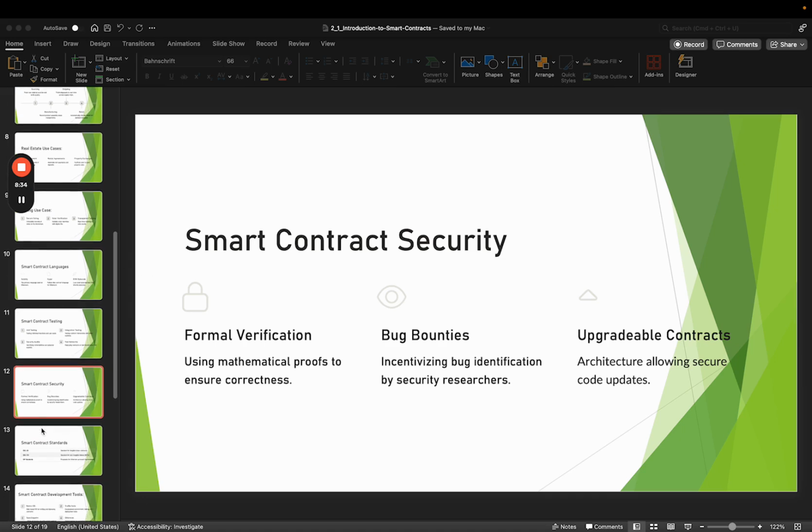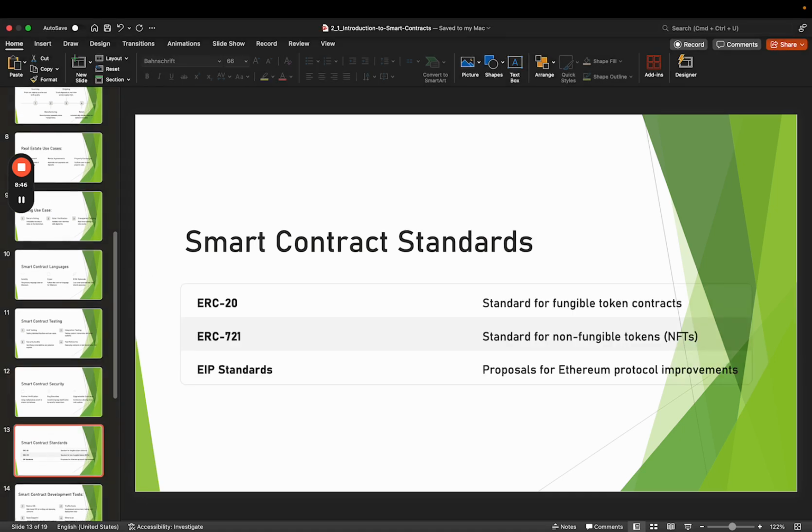Moving on to the next topic, that is smart contract standards. Smart contract standards ensure interoperability and security. The most well known standard is ERC20 for fungible tokens on Ethereum. ERC721 is used for non-fungible tokens, popularly known as NFTs, and ERC1155 is a multi-token standard supporting both fungible and non-fungible tokens. These standards ensure that contracts adhere to a common set of rules, facilitating broader adoption.